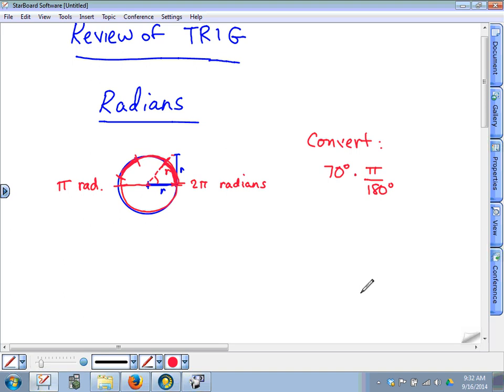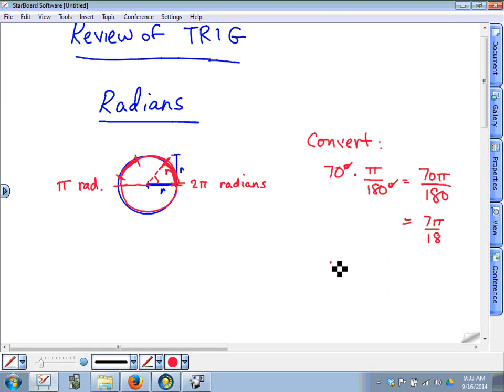This is dimensional analysis they use in physics all the time to convert centimeters to feet or whatever it is. So all we're doing is canceling one unit of measure and putting it into a different unit of measure. So we get 70 pi over 180, which is 7 pi over 18.